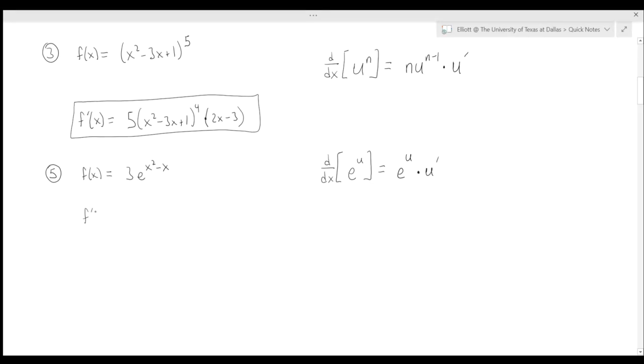So applying that to this problem, for the derivative of f, I'm going to just copy down my function. And then the chain rule tells me that I also need to multiply this by the derivative of the exponent. So the derivative of x squared minus x will be 2x minus 1. And then we can leave this as our final answer for the derivative. Okay, I'll also take a look at problem number 6 right now.